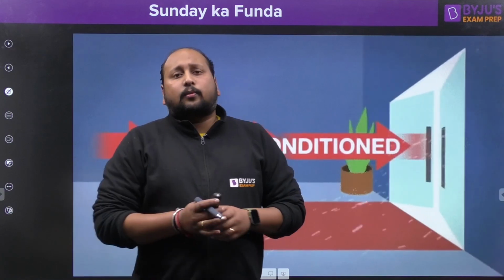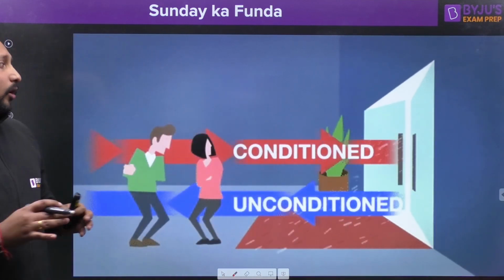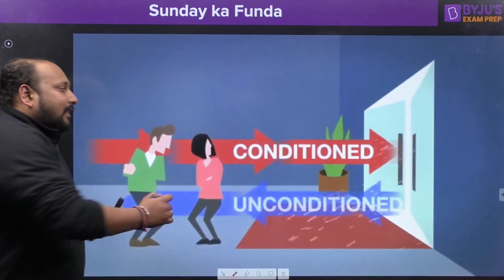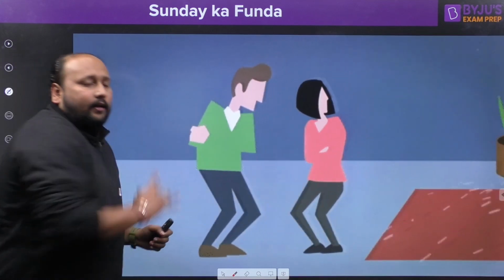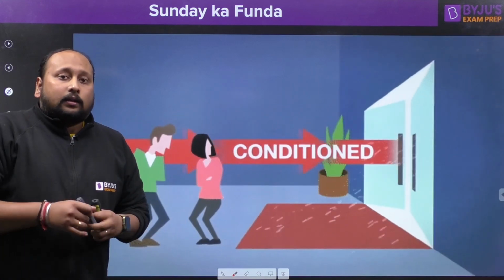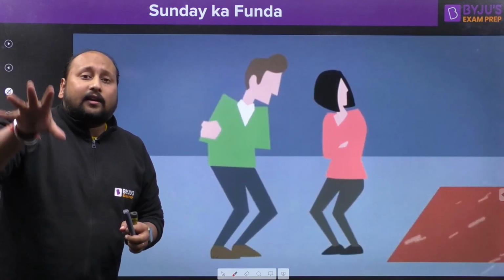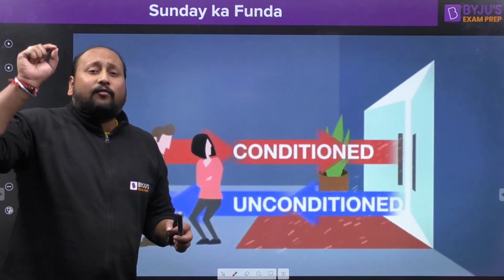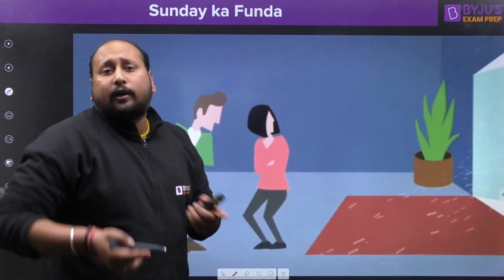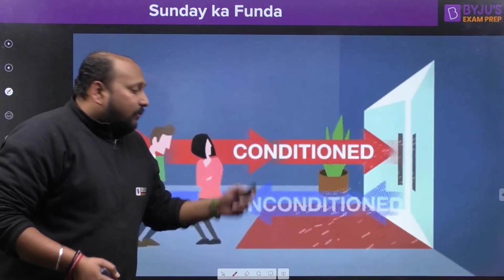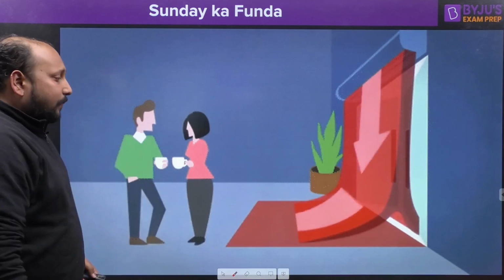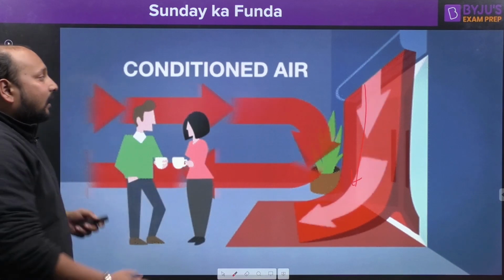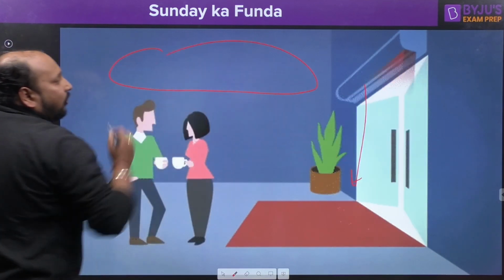In this animation, let us suppose you are inside a mall and there is no air curtain. Then what happens? The outside air will be coming inside and the air conditioned air will be going outside. So ultimately, the efficiency of the air conditioners or the air heaters that we are using inside the room will be very, very low because they will be working 24/7. Okay, but as we install the air curtain, then what happens?